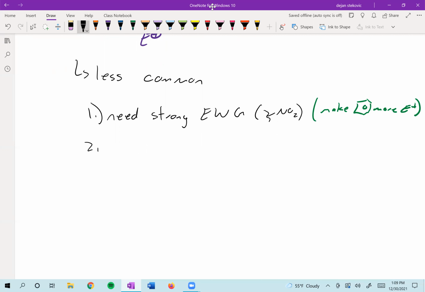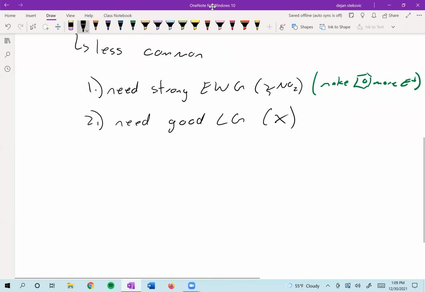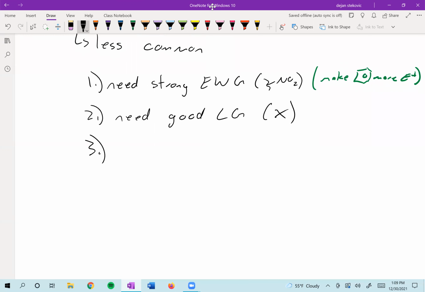The second thing we need is a good leaving group. Most often, this is going to be some kind of halogen, usually either chlorine or bromine. Think about SN1 and SN2 reactions. They both need good leaving groups. This also needs a good leaving group.